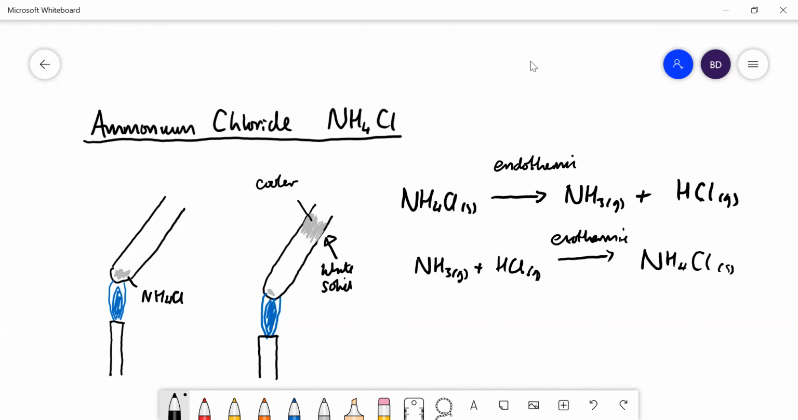So there are two examples of reversible chemical reactions which can be reversed. The thing they really want you to take in is that if it's endothermic in one direction, it must be exothermic in the other direction. And this is a little bit of an introduction to the equilibria topic.